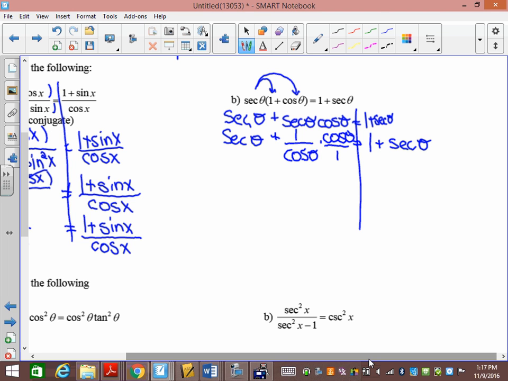This would result in cos theta over cos theta, which is just 1. I'm going to get secant theta plus 1.